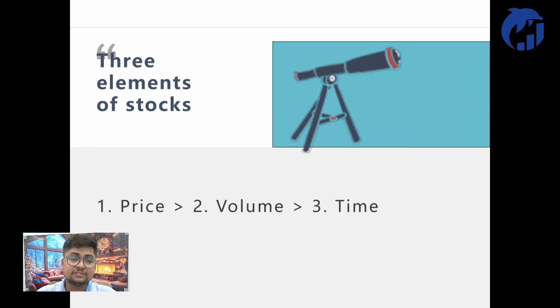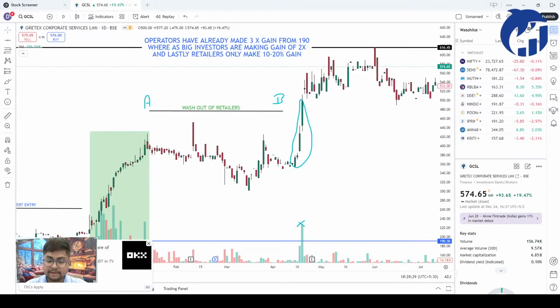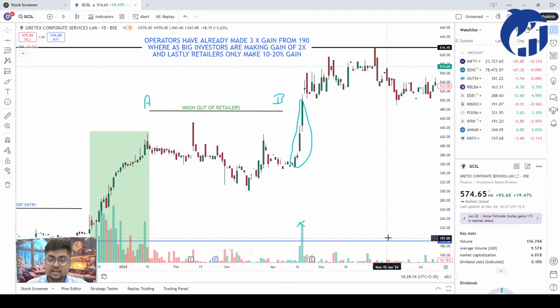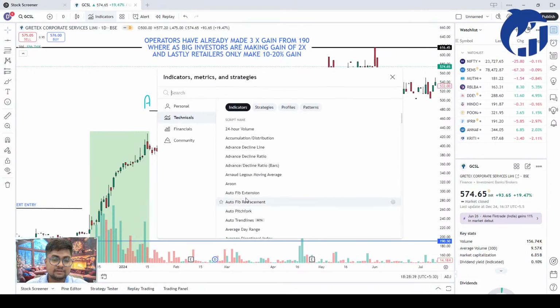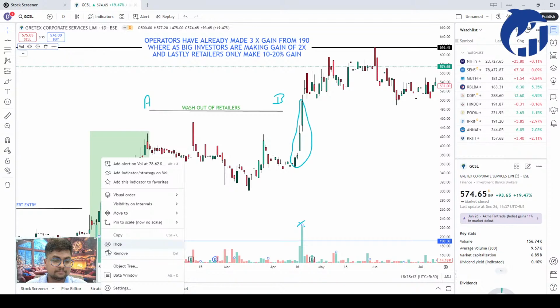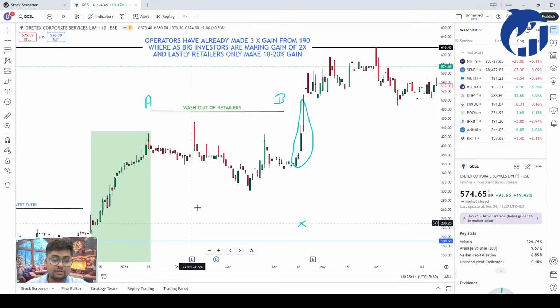In trading, we focus on three crucial factors. First, the price, the most critical factor to determine entry and exit levels. Just have a look at the TradingView platform. First, we focus on the price level, which we are seeing at 190 and 100. We will remove the indicators to make it clearer. If we remove the volume, we will only look at the price. The operators, the main funds, are entering at 180 and making a profit of 616.